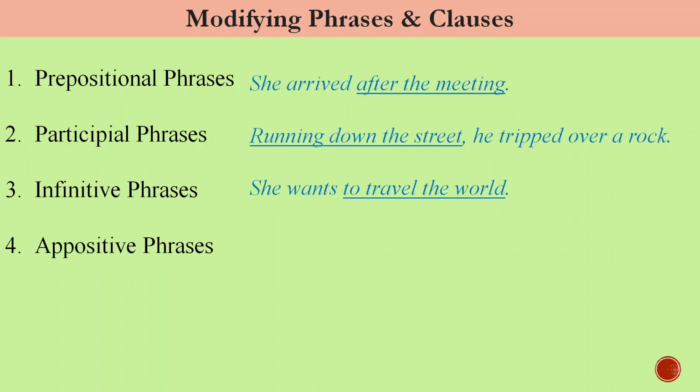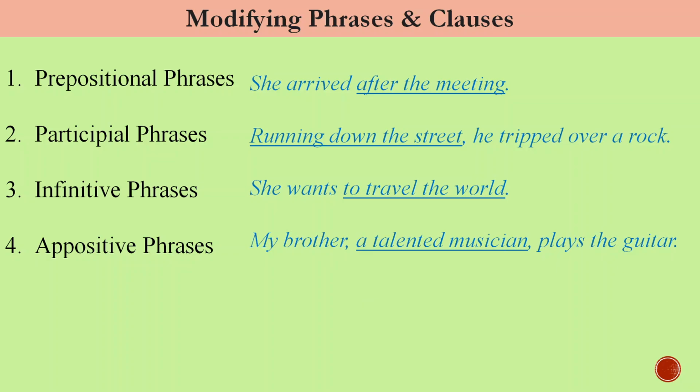Appositive phrases, just like noun in apposition. Here we have: my brother, a talented musician, plays the guitar. The simple sentence would have been my brother plays the guitar, but here we have an appositive phrase, a talented musician, which modifies my brother. So this is a modifier.